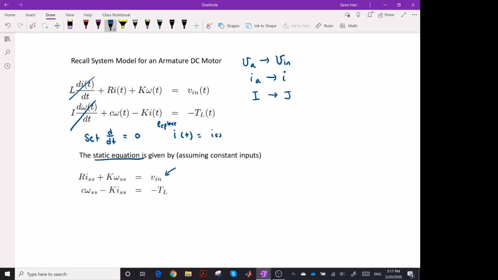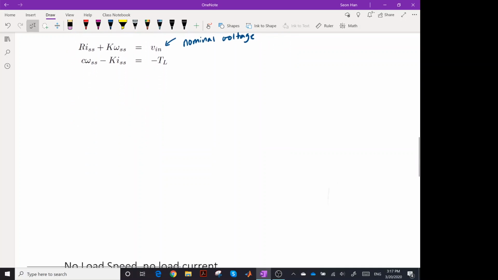So V in is the nominal voltage. When you buy a DC motor, it will tell you it's supposed to run at 12 volt, or 6 volt, 7 volt. It will tell you the optimal voltage it's supposed to apply, but it does not mean that you cannot supply different values. So even if you buy a 12 volt motor, you could certainly supply, let's say, 10 volt, and it will still run, although it will be at a slower speed. So we have our basic static equations.